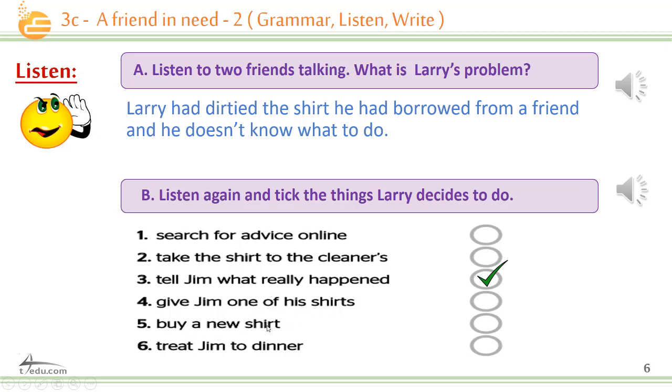Number 5, buy a new shirt. Yes, very good. Instead of giving him an old one, buy him a new one. Very good. Okay, number 6, treat Jim to dinner.